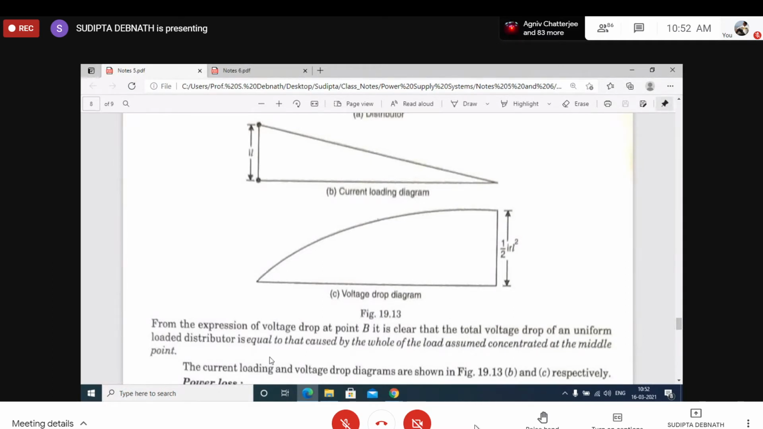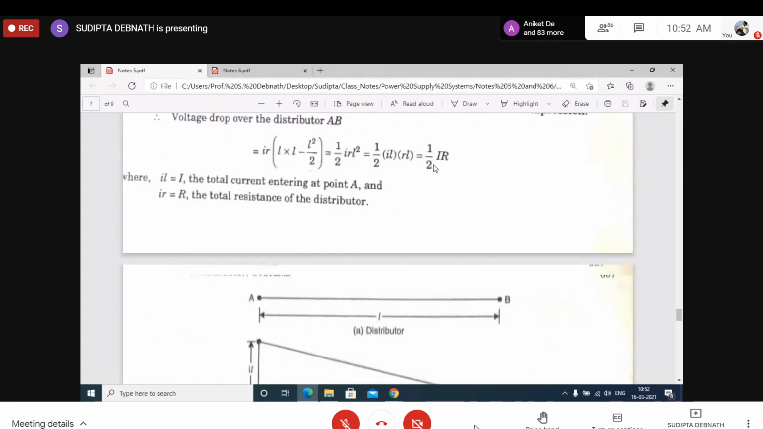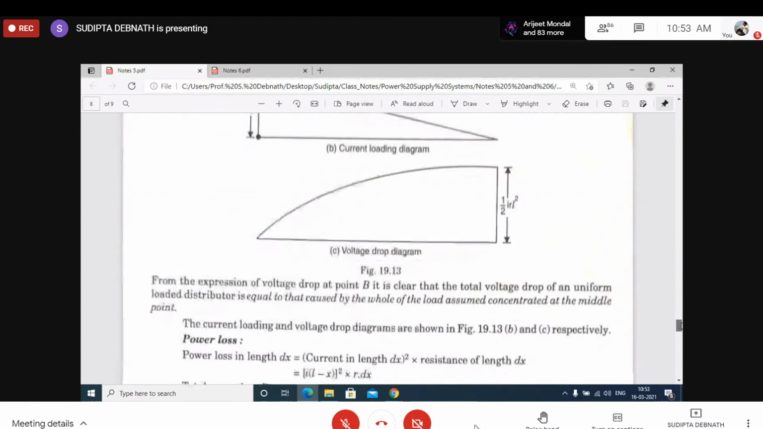From the expression of voltage drop at B, the other end, it is clear that the total voltage drop of a uniformly loaded distributor is equal to that caused by the whole of the load assumed concentrated at the middle point. Why is it written like that? Because it has come to half. We have found out that it is half the resistance. So it is as if the load is concentrated at the midpoint of the line.